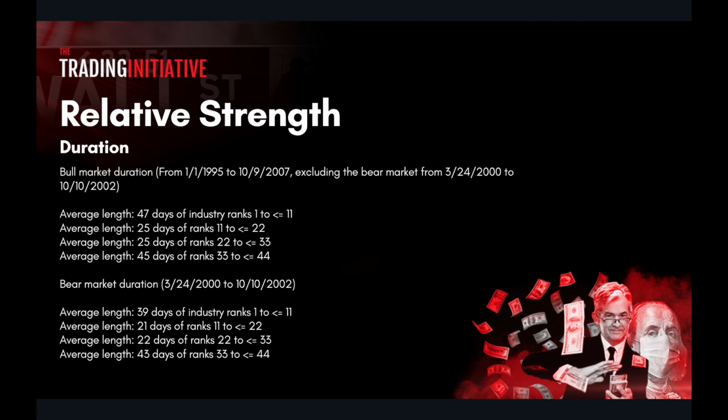Bull market duration from January 1st, 95 to October 9th, 2007, excluding the bear market from 2000 to 2002. Average length, you can read them. 47 days was the average for the top-ranked industries. And then the bear market duration down below, 39 days. So, once again, buy the things that are beating the market. And if you want to go short, sell the things that are inversely correlated to the market, right?